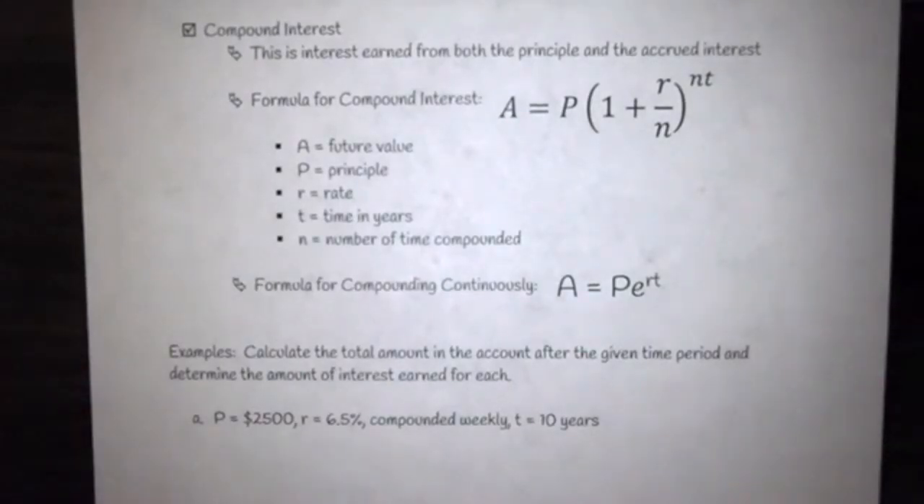And in this formula, A stands for your future value, P is your principal, R is your rate, T is your time in years, and N is the number of times that you are compounding. Okay, so for example, annually would be compounding once. Semi-annually would mean you're going to compound twice. So it's the number of times that you're going to run this equation over the course of 1 year. Okay, if you keep going, monthly we're talking about 12, weekly we're talking about 52, and so on and so forth.